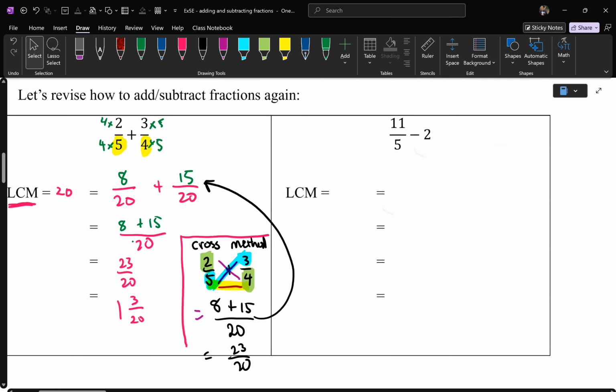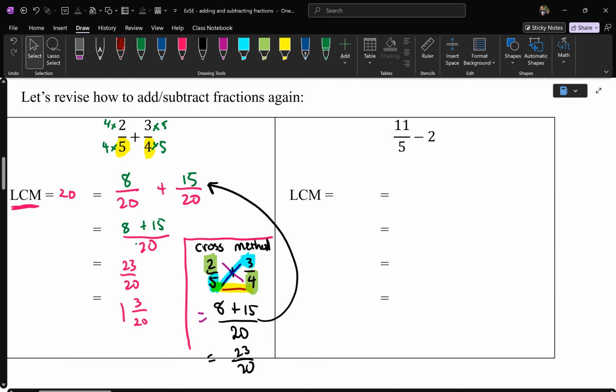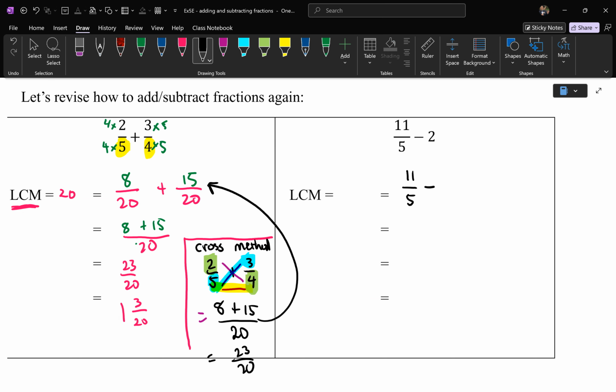How do you do it when you don't have 2 fractions? What about 11 over 5 take away 2? Now, how do you change 2 to a fraction, Tilly?